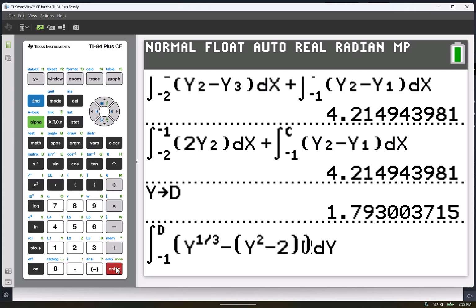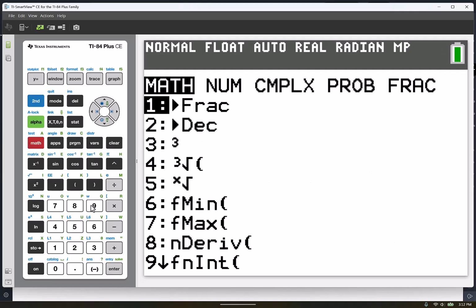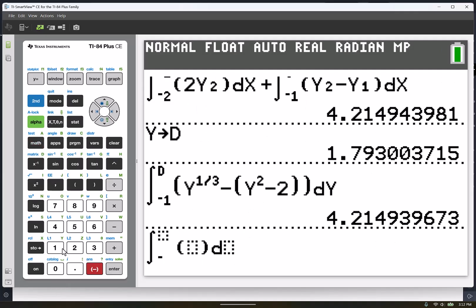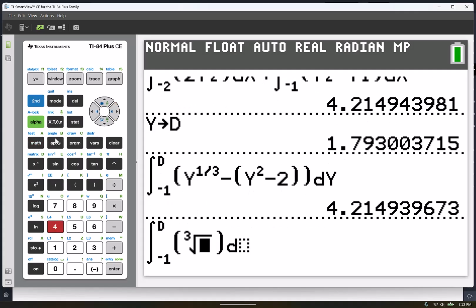Okay, let's see. Boom. Look, we got the same answer. I think it took too much button pressing, alpha all the time. You could just do this. You could just go math 9, -1, and then you can call it any letter, guys. Alpha D, and this time I'm going to use the cube root function. The cube root of x minus parenthesis x squared minus 2 close. It does matter what you write on the paper, but it doesn't matter what you call it in the calculator.